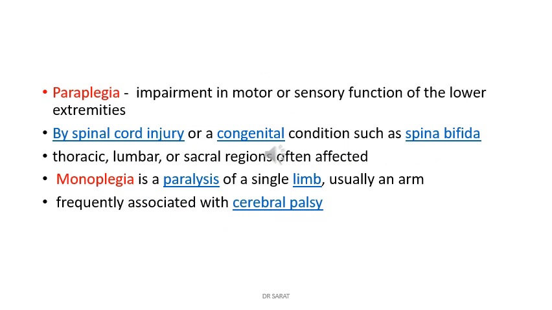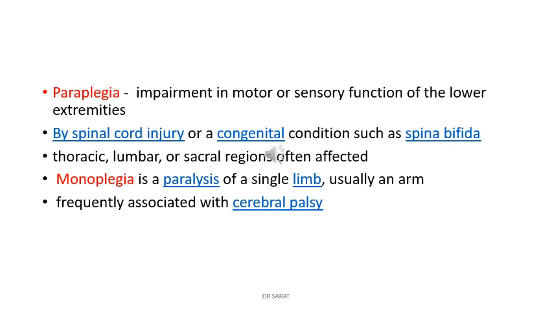A similar condition in which both motor and sensory function of the lower extremities are involved is called paraplegia. So in paraplegia, the lower extremities are involved, and both the motor and sensory functions are affected. It can be due to spinal cord injury, maybe due to accidents or trauma, or infections, or congenital conditions such as spina bifida.